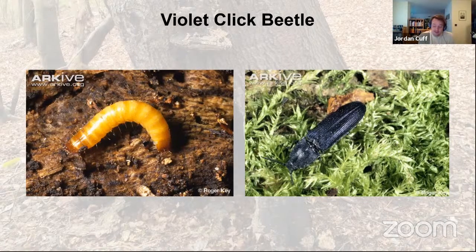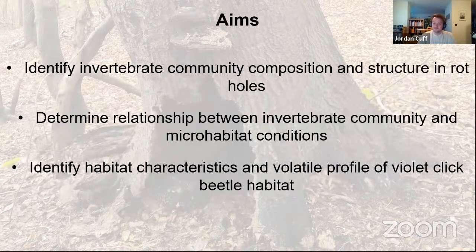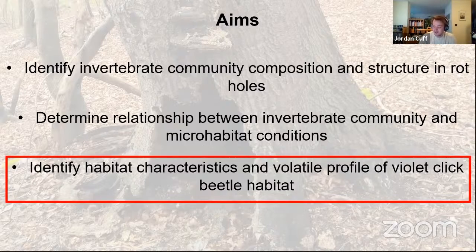But there are only these 3 populations left, and it's thought it's because of the very specific habitat requirements they have. And obviously, when its habitat is continuing to disappear and there's nothing to replace it, we're starting to worry about this beetle, and we want to try and save it. And that's effectively where my work comes in. During my master's, I had 3 aims. I was looking at the invertebrate communities, what they were actually comprised of, which species were there, and how that changed between different rot holes. But most pivotally for today, I was looking at the habitat characteristics and the volatile profile of the violet click beetle habitat. So basically, what kind of mold it likes to live in and how does that smell?